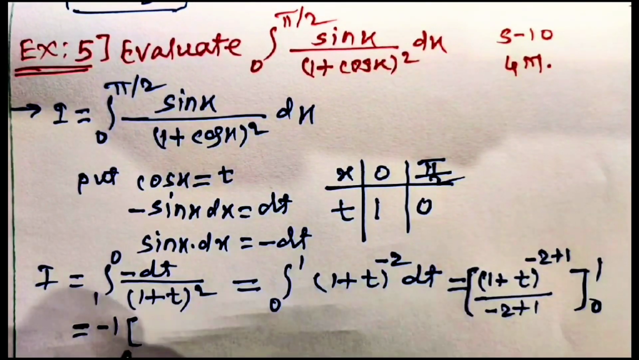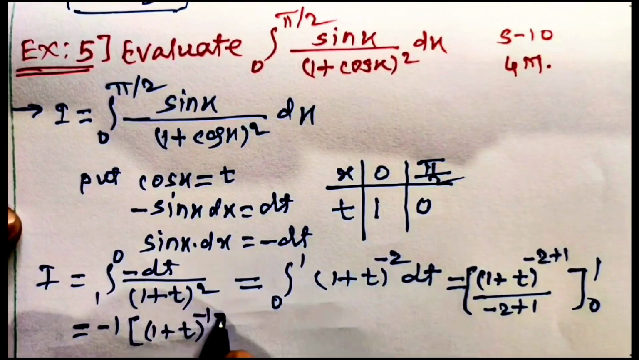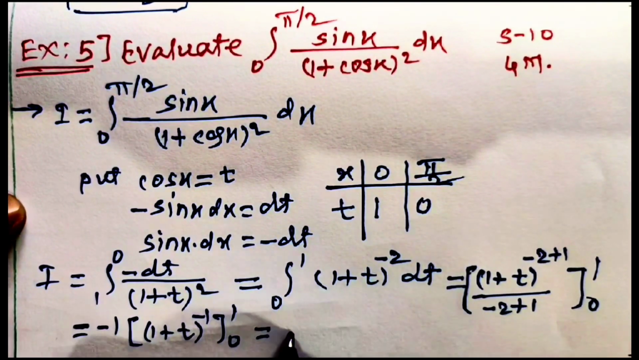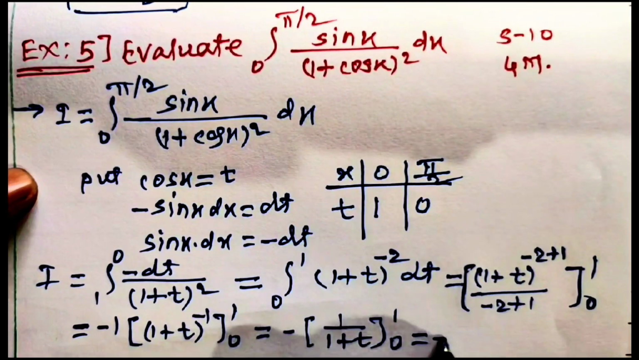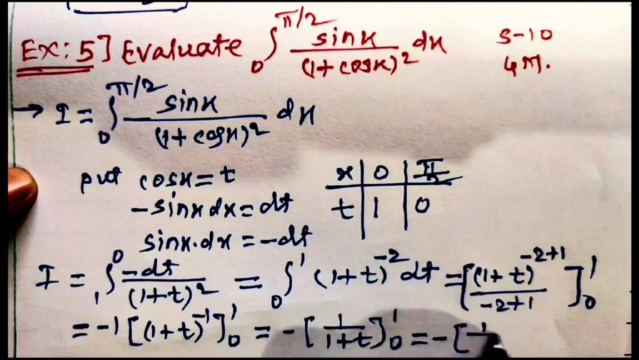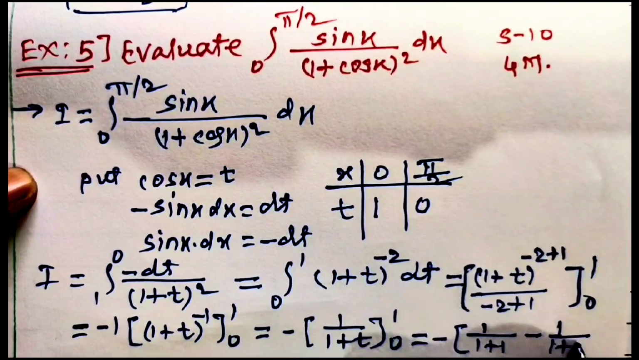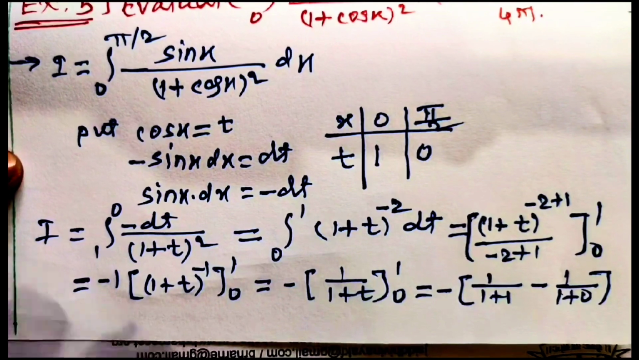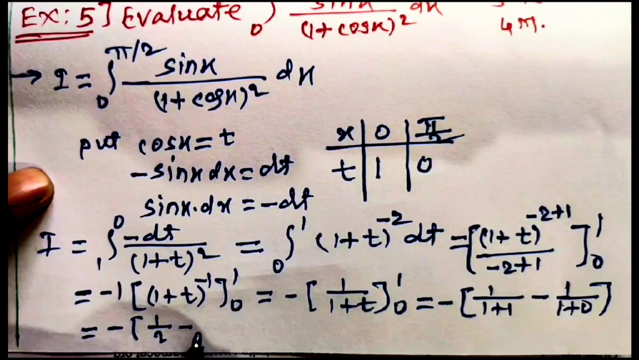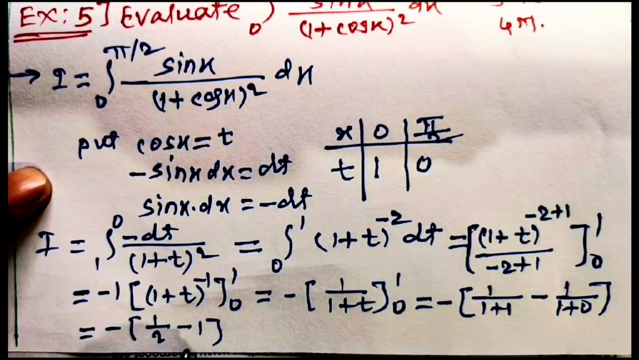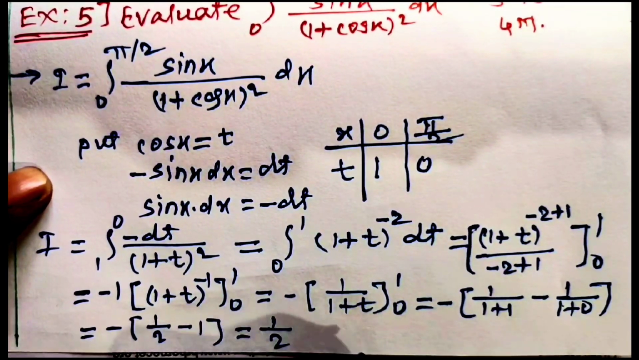Substitute the upper limit first. First of all, 1 plus t to the power minus 2 plus 1 means minus 1. This is equal to minus of 1 upon 1 plus t, limits from 0 to 1. Minus of, substitute the upper limit first, 1 upon 1 plus 1, minus, substitute the lower limit t is equal to 0, 1 plus 0. And hence this is equal to minus of 1 upon 2 minus 1 upon 1, which is 1. 1 upon 2 minus 1 is minus 1 by 2. Minus 1 by 2 into the minus sign. This is equal to half. Hence I is equal to half.